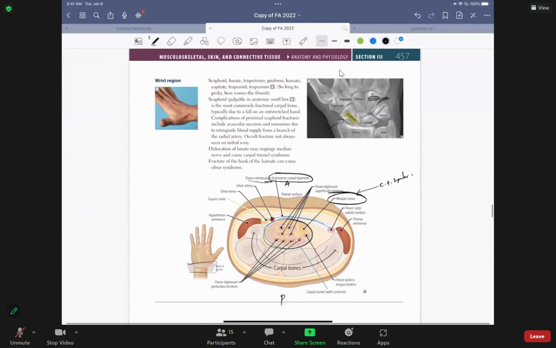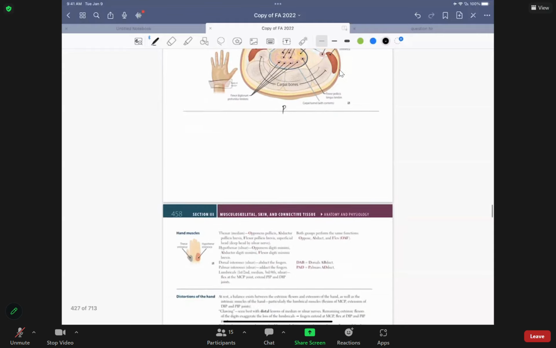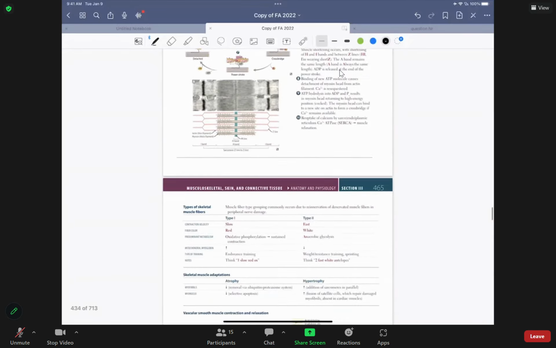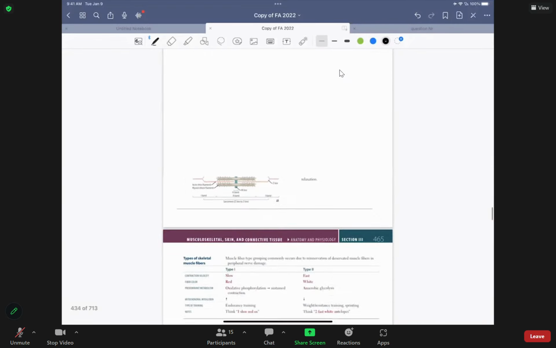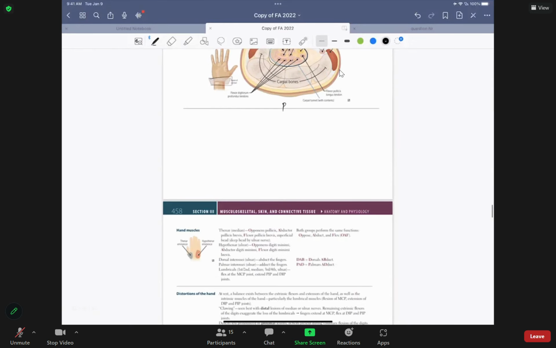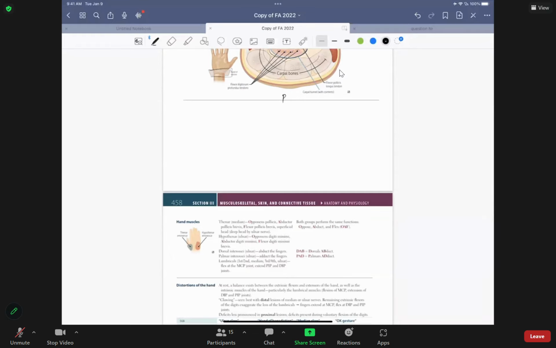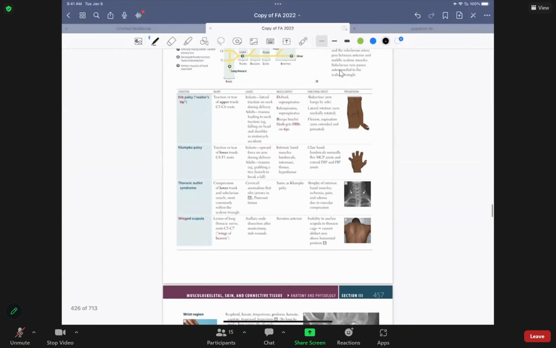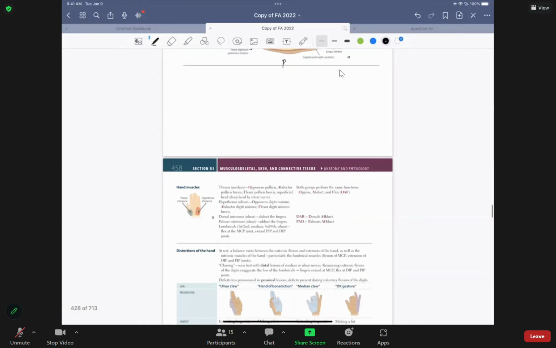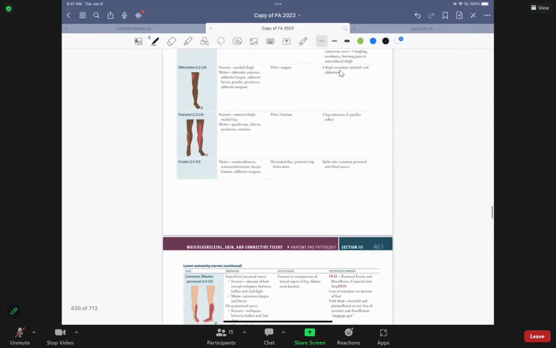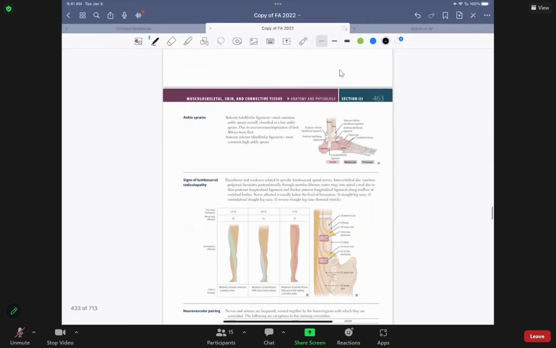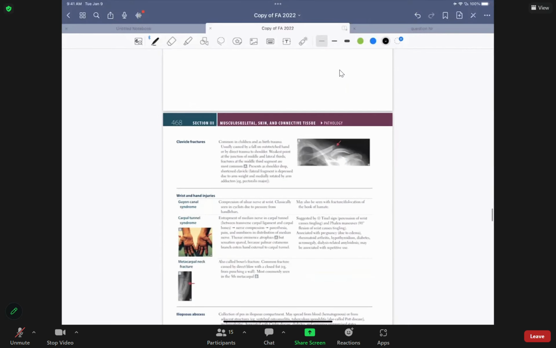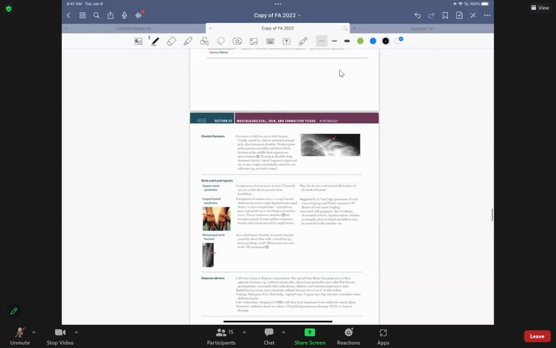Okay, so we talked about the carpal tunnel and carpal tunnel syndrome. Let's go find out what's happening with carpal tunnel. Did I skip? Oh, yeah. Go find page 468.